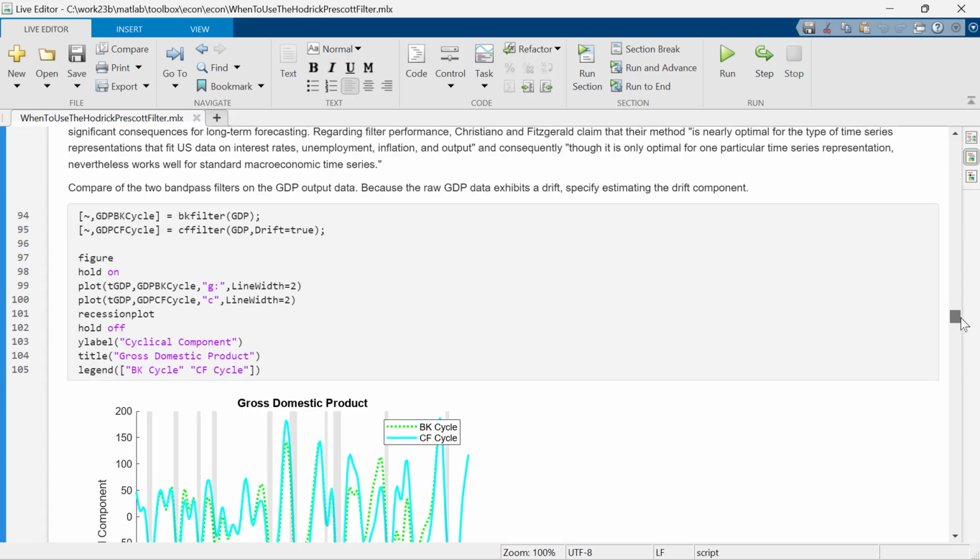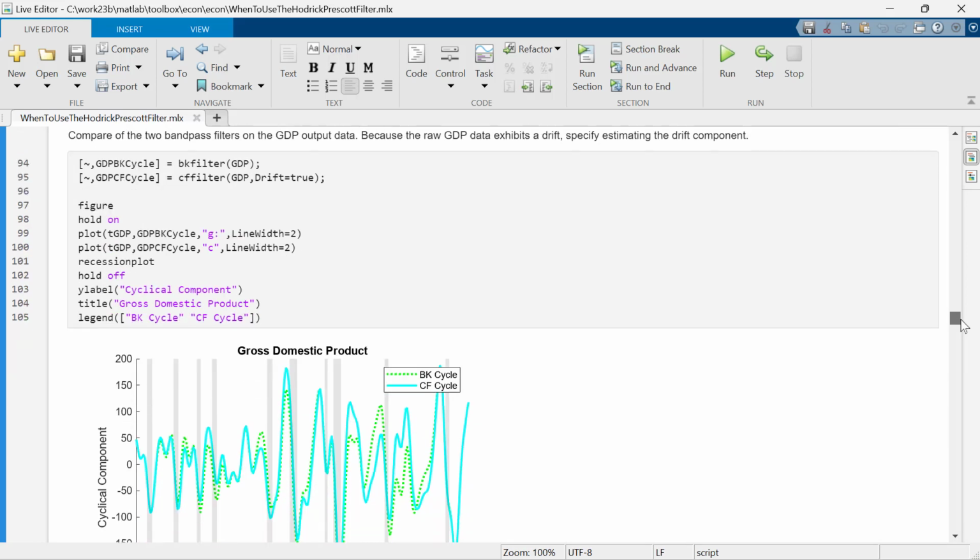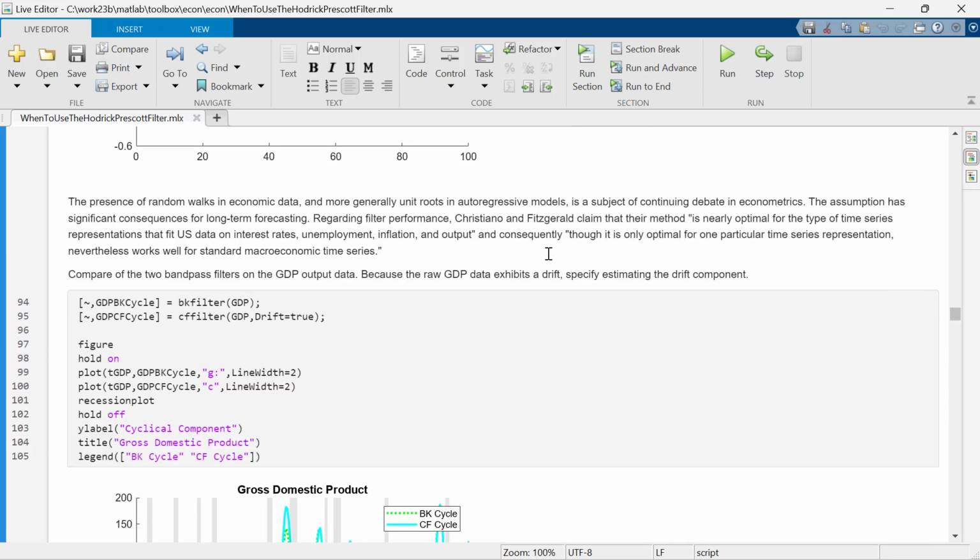If we look at real empirical data, again, Cristiano and Fitzgerald claim that their method is nearly optimal for many types of time series representations that fit U.S. data on interest rates, unemployment, inflation, and output. They claim that even if you aren't looking at data that has a unit root or is a purely random walk, it still works well.